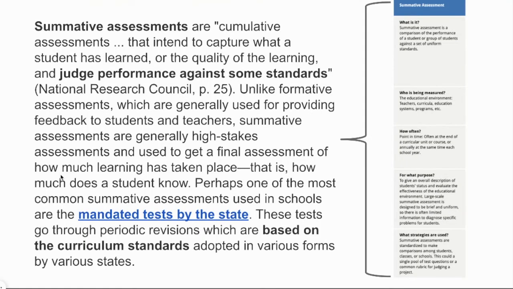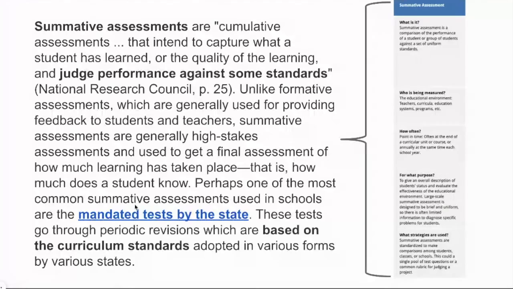Another time that standards come into play is with summative or cumulative assessments. These are intended to capture what a student has learned or the quality of learning, and then judge performance against some standard. Unlike formative assessments, which are generally used for providing feedback to students and teachers, summative assessments are generally more high-stakes and used to get the final assessment of how much learning has taken place. In other words, how much does a student know?